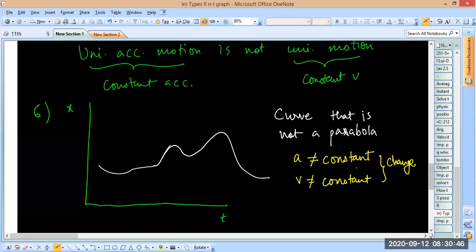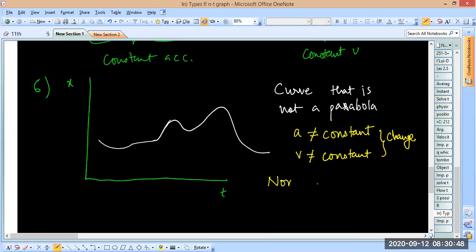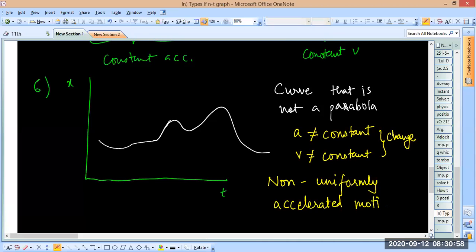So such motion is called non-uniformly accelerated motion. I don't think the word is creating a problem here. Non-uniformly means not uniform. Yes, non-uniform acceleration, correct. Okay, there are people in the waiting room. Okay then, so that's it.